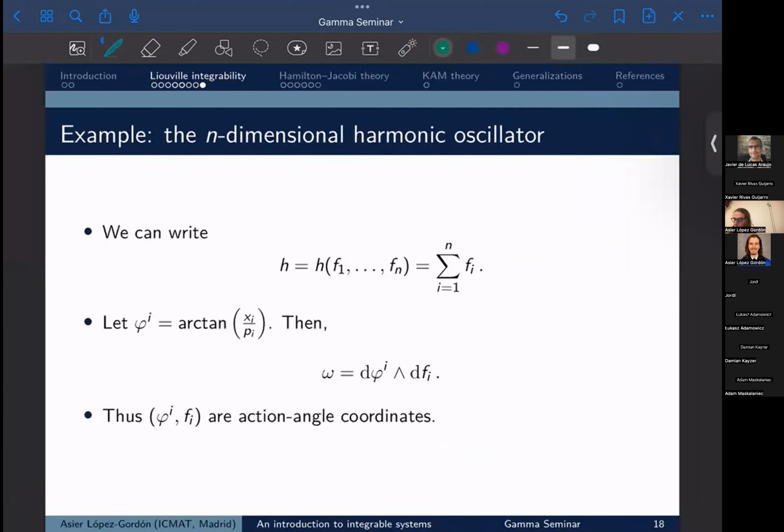Okay. We can now write the Hamiltonian just as the sum of these integrals, f_i, and we can define new coordinates phi_i as the arctangent of the quotient of x_i by p_i when p_i does not vanish. And well, I have a remark. Of course, that's not well defined.